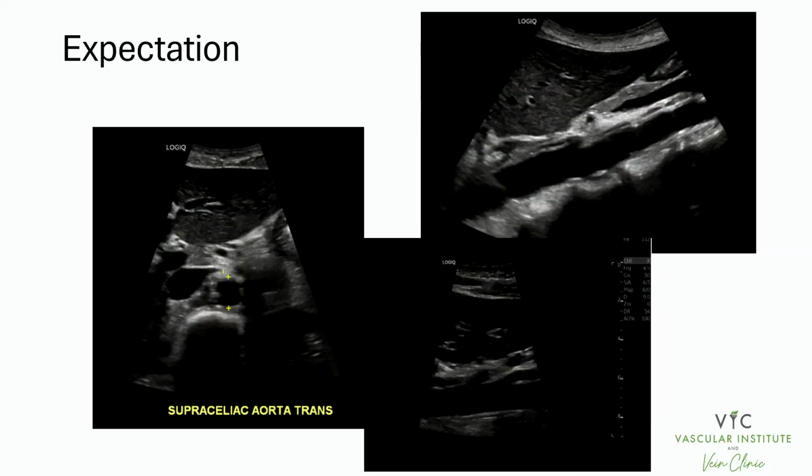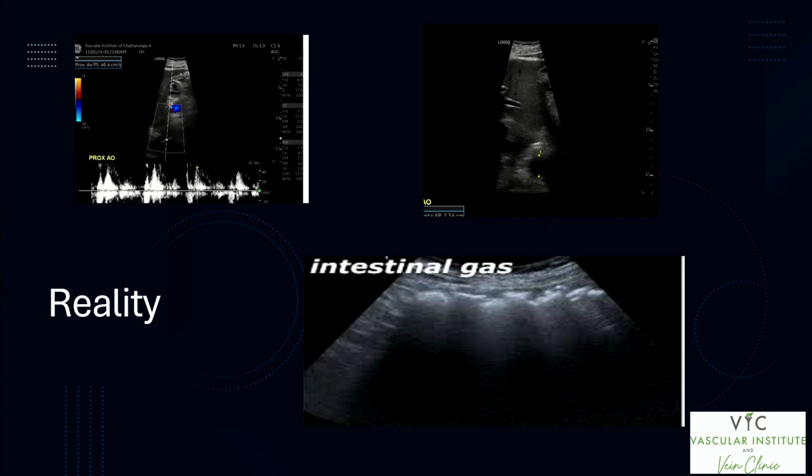So this is the expectation when we get a patient in for an aorta duplex. We're going to get nice images. The patient's going to be thin. You're going to be in and out. So that's our expectation, right? Well, this is our reality.